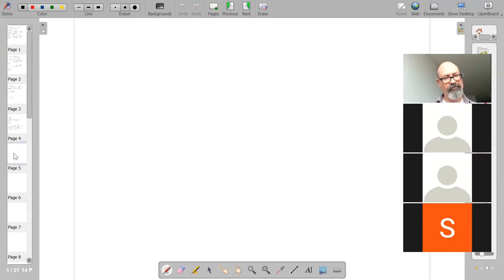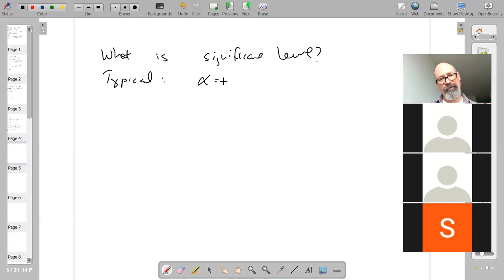And it's also not unusual to think about the question, what is the significance level at which the test is going to be performed? Typical alpha would be maybe 0.05 or 0.01 or something like that.